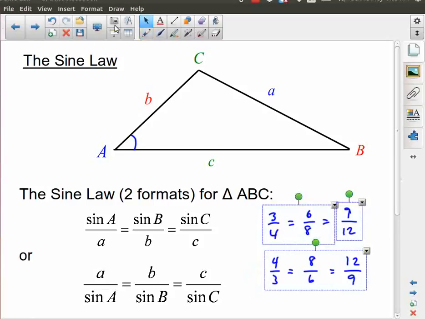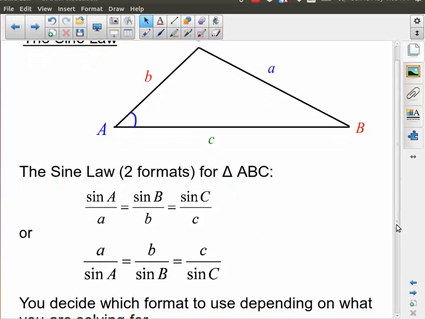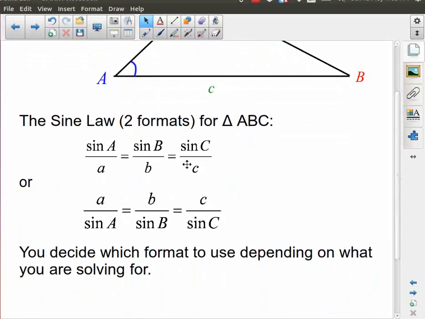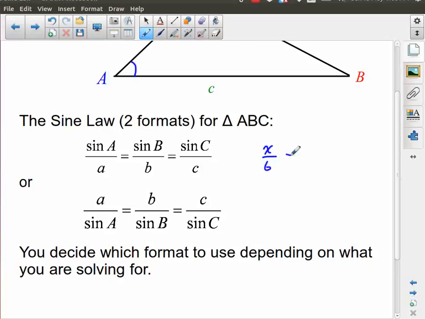Now, when do you use these? You have a choice to make here. Which one should I make use of? The decision on when to use them really depends on what it is you're trying to solve for. In general, if I had x over 6 equals 11 over 17, most people will find that easier to solve. If you're comfortable with cross multiplying, it doesn't really matter. So let's say I had 6 over x equals 17 over 11. For most people, if you're comfortable with cross multiplying, it doesn't matter.